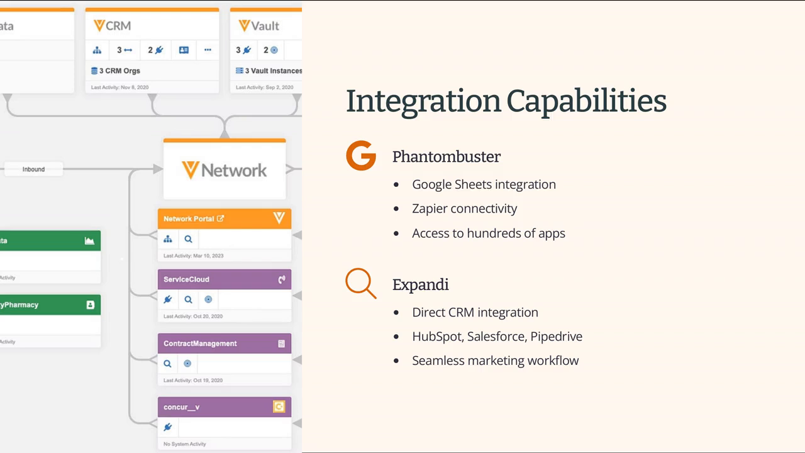Performance is another important aspect. PhantomBuster's performance largely depends on the complexity of the scripts you're running. For simple tasks, it works flawlessly. Expandi, on the other hand, is known for its consistent performance and speed, regardless of the campaign complexity.